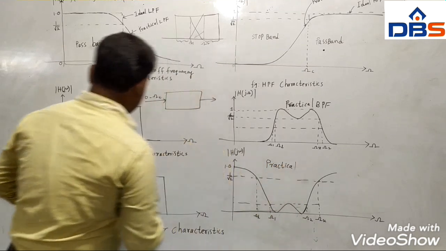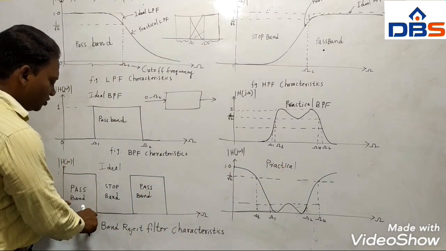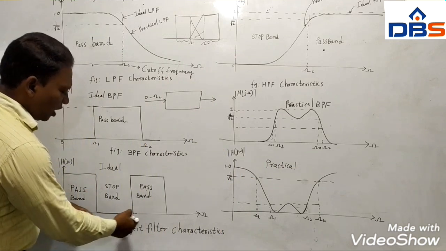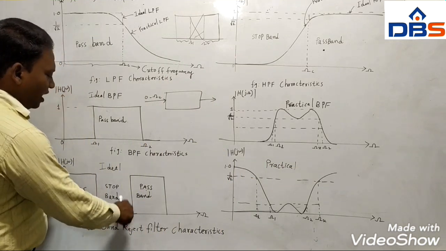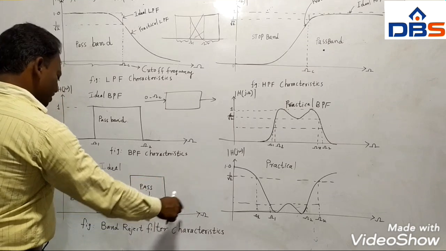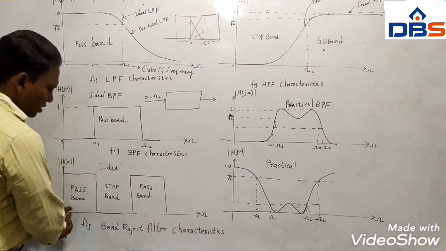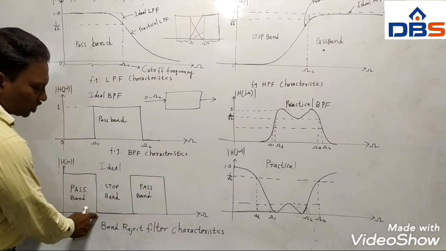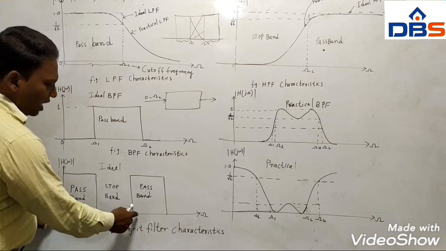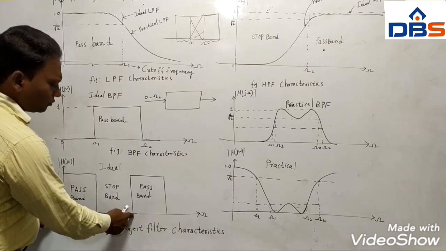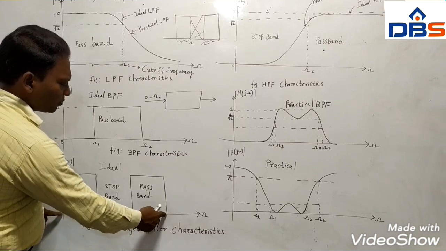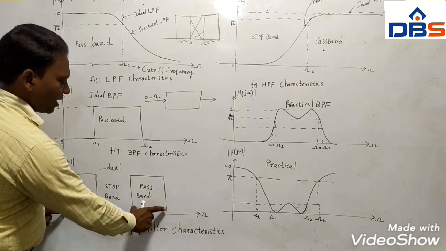Here, what is happening? In the pass band you have maximum magnitude, and in the stop band 0, ideal means 0. Here maximum. Again you have a maximum and after that 0. So it is passing only from 0 up to this frequency, maybe omega 1, and again from this frequency band to this particular frequency it is passing.